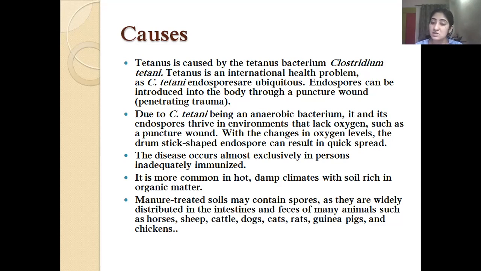The disease occurs almost exclusively in persons who are inadequately immunized. It is more common in hot, damp climates with soil rich in organic matter. Manure-treated soils may contain spores as they are widely distributed in the intestine and feces of many animals such as horses, sheep, cattle, dogs, cats, rats, and chickens.